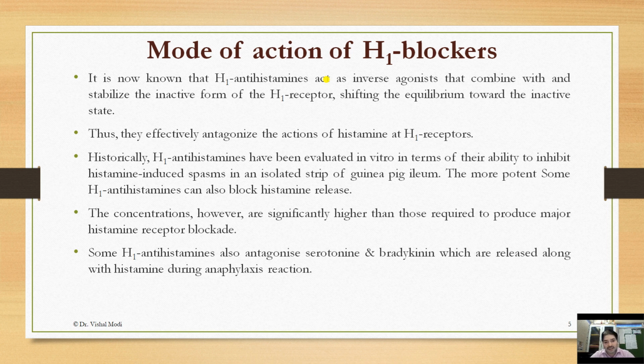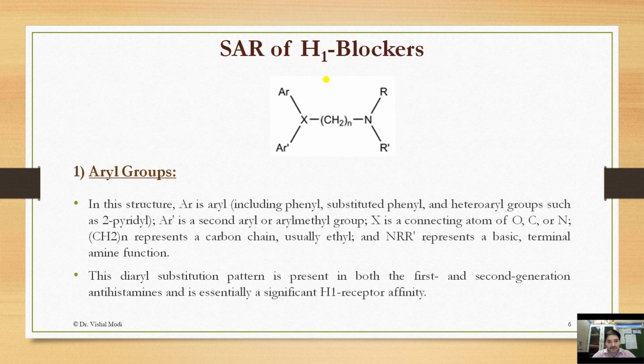Historically, H1 antihistamines have been evaluated in vitro in terms of their ability to inhibit histamine-induced spasm in an isolated strip of guinea pig ileum. The more potent H1 antihistamines can also block histamine release. The concentrations, however, are significantly higher than those required to produce major histamine receptor block. Some H1 antihistamines also antagonize serotonin and bradykinin, which are released along with histamine during the anaphylaxis reaction.